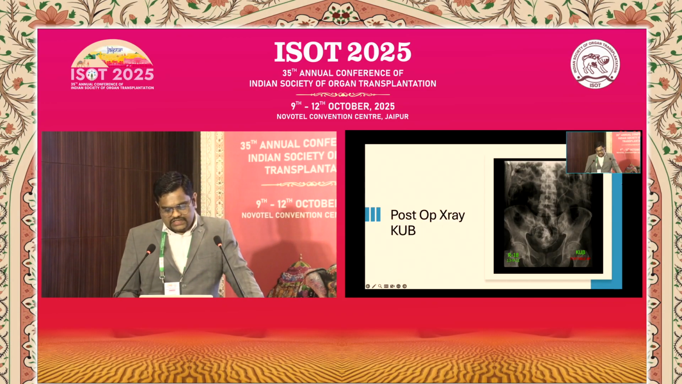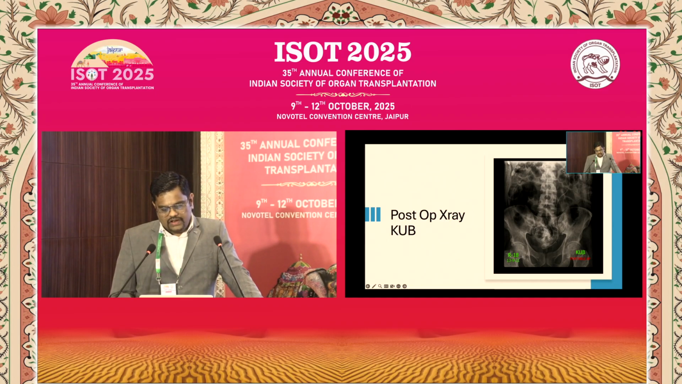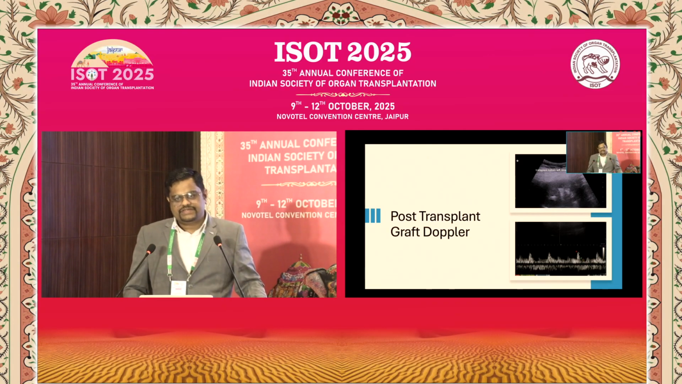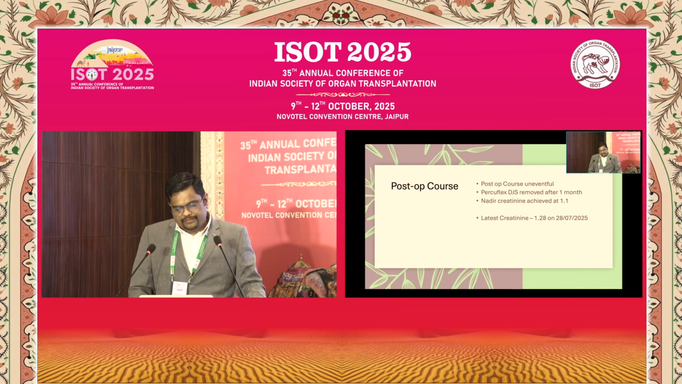If you can see, this is the post-operative x-ray of this patient, where you can see a normal looking DJ stent. A transplant DJ stent would start somewhere from here, but since this is an orthotopic kidney transplant, you can very well see the kidney is placed in the left flank, and that is how we could salvage that patient by doing a left orthotopic kidney transplant. This is the transplant kidney in the left renal fossa with very good vascularity, and the post-operative course was uneventful.